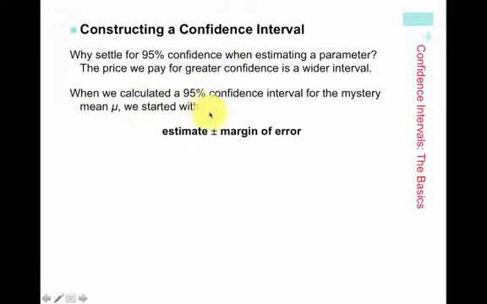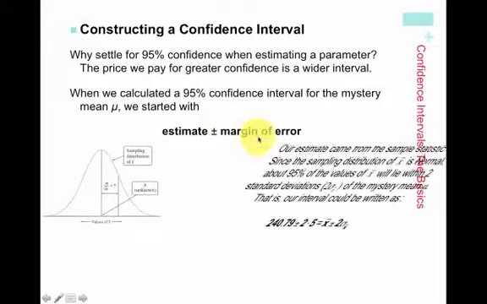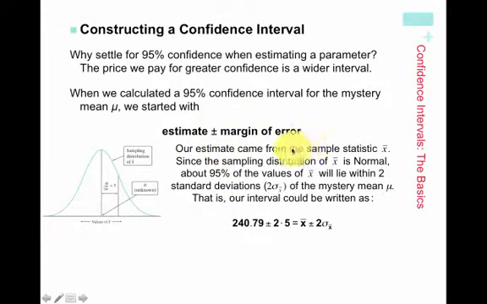When we calculate our 95% confidence interval, we start with our estimate, our x bar or our p hat, plus or minus some margin of error. Our estimate came from the sample statistic, and our 95% determined that we are looking at 2 standard deviations from the mystery mean. So our confidence interval is 240.79, if that's x bar, plus or minus 2 times 5, 5 being the standard deviation of the means. We can generalize that as x bar plus or minus 2 sigma sub x bar.